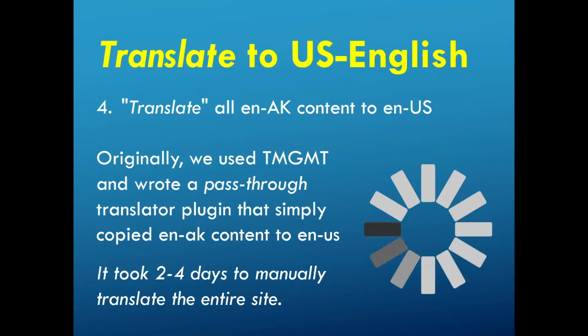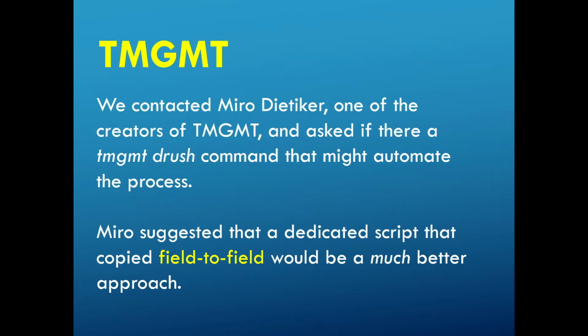And we thought this will be kind of good. And in about 2 to 4 days, we could manually translate all our taxonomies, all our nodes, everything on the site. This became unworkable because we had a bunch of other stuff on our plate to do. So we scratched our heads, is there a faster way to do this? We actually contacted Miro Dieteker, who's one of the chief guys for TMGMT. He's a great guy. Drupal community is fantastic, and he's one of these great guys here. And asked, well, gee, Miro, is there anything like a TMGMT drush command that we could throw into a script and it would walk through all of our nodes, all of our blocks, all of our text strings, everything, and just run it through our pass-through filter?